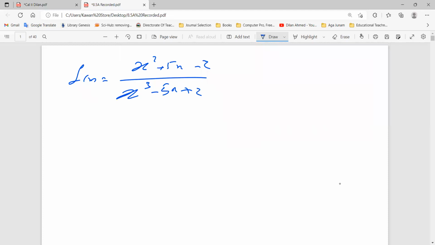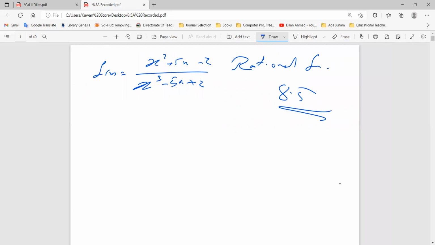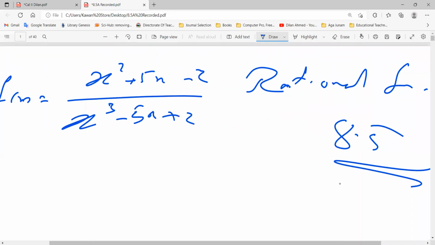For example, f of x is equal to x squared plus 5x minus 2 over x cubed minus 5x plus 2. In that case, we say this is a rational function. So now we have the idea about rational functions.